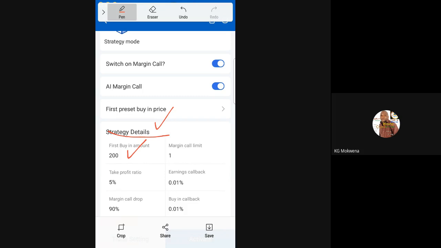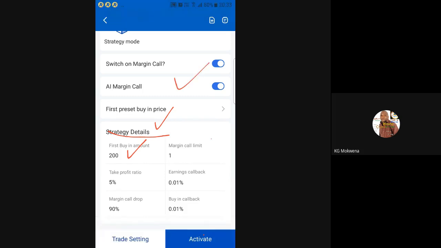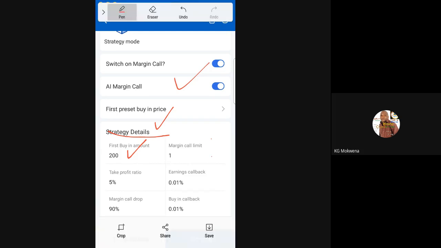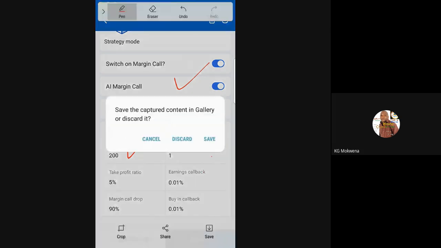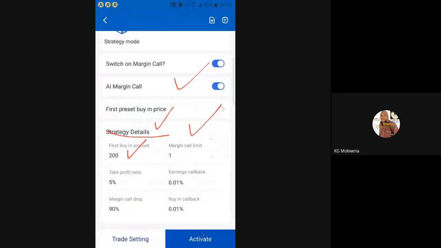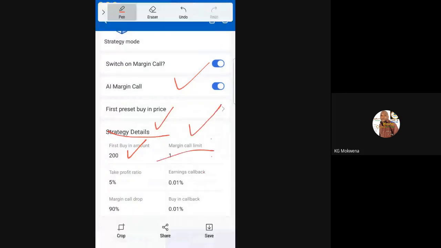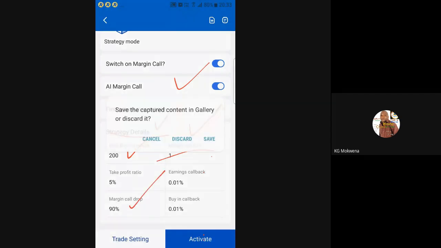You see, at the moment, I just left AI margin call because it won't affect my settings. I don't have more of these margin call limits. It's only one, and that will occur after a drop of 90%. So I'm at peace with this.